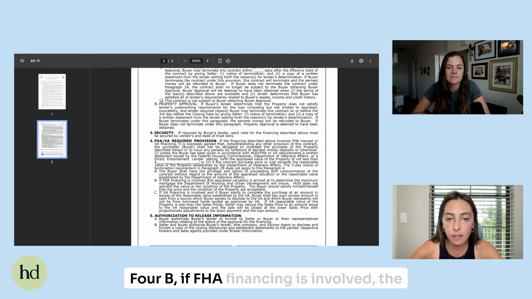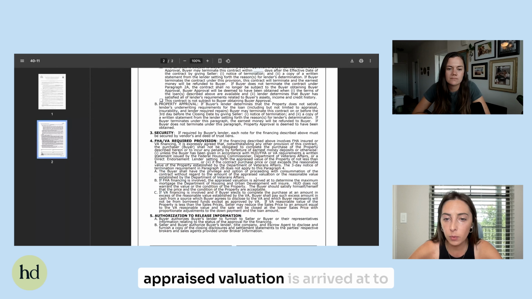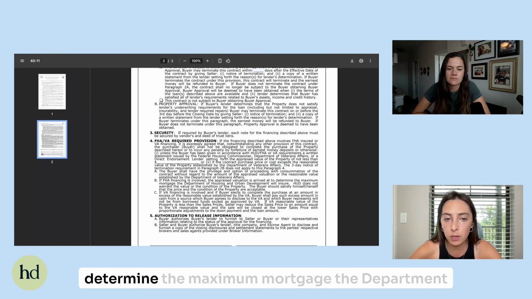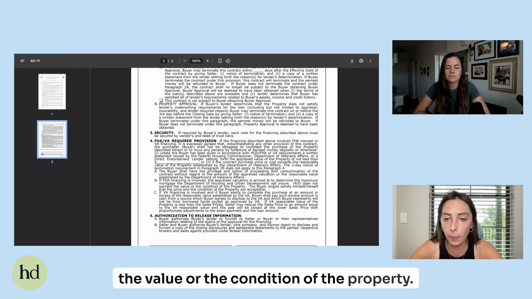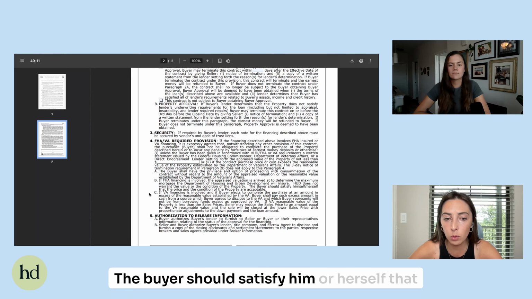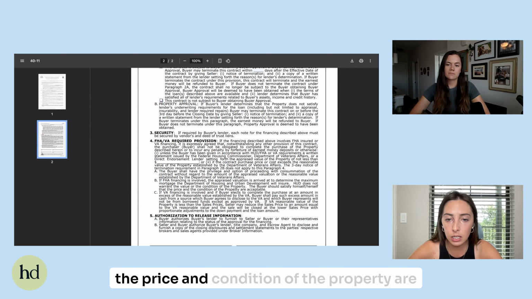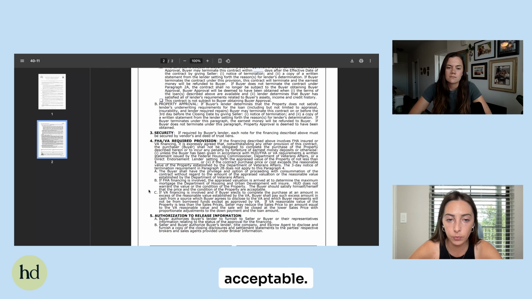4B, if FHA financing is involved, the appraised valuation is arrived at to determine the maximum mortgage the Department of Housing and Urban Development will insure. HUD does not warrant the value or the condition of the property. The buyer should satisfy him or herself that the price and condition of the property are acceptable.